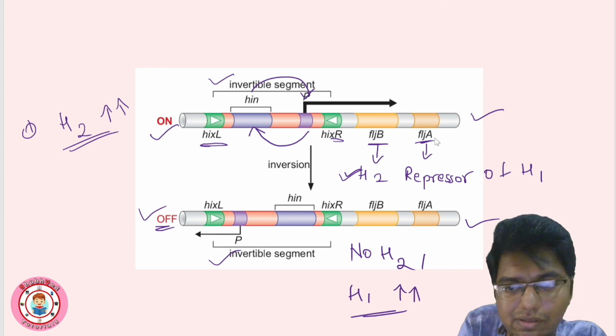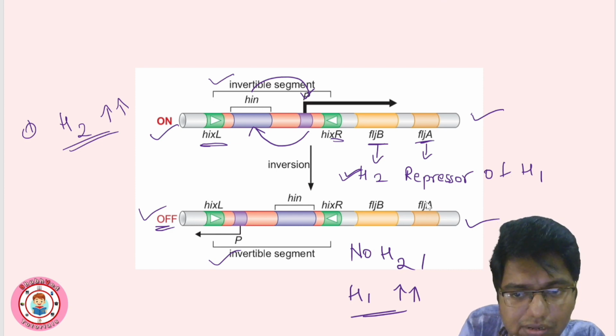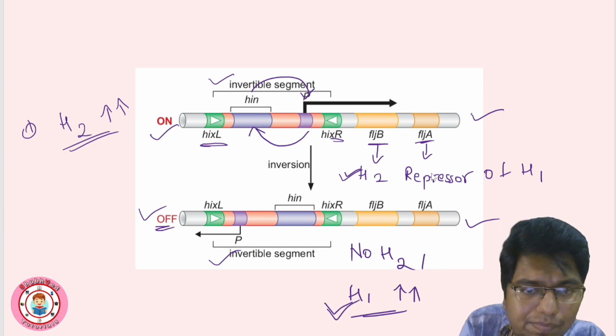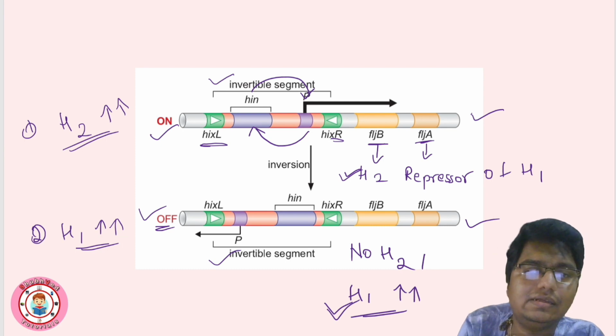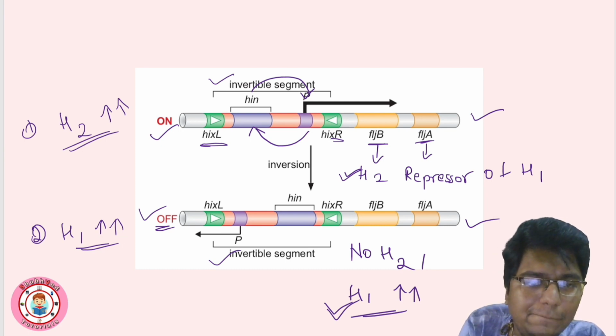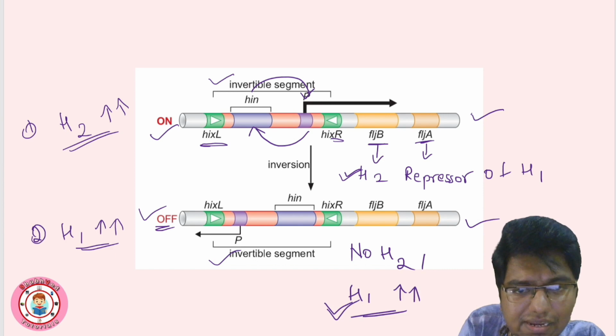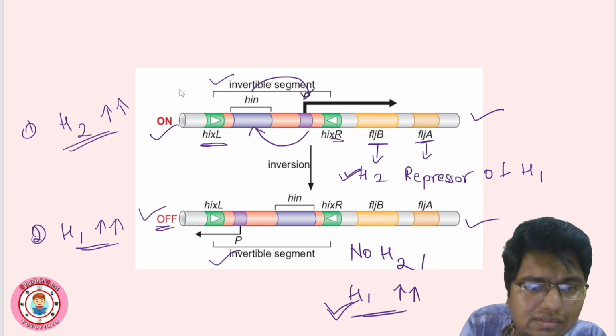So what is here? This gene is a repressor of H1, so it cannot repress, right? So H1 is continuously expressed. In this situation, H1 is expressed. So these are the two types of flagellin. In the on situation, H2 is synthesized, and in the off situation, H1 is synthesized.